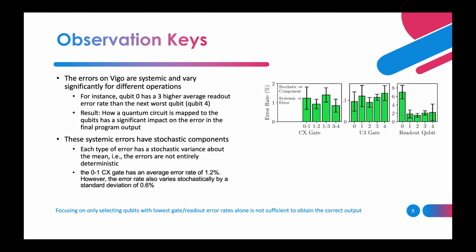Actually, I have the definition over here. For instance, qubit 0 for systematic can vary in different qubits. Qubits 0 and 3 have higher average readout errors compared to qubit 4. Let's say that at the beginning they observe these issues. So these systematic and stochastic errors can be used later for creating a system that I'm going to go over.